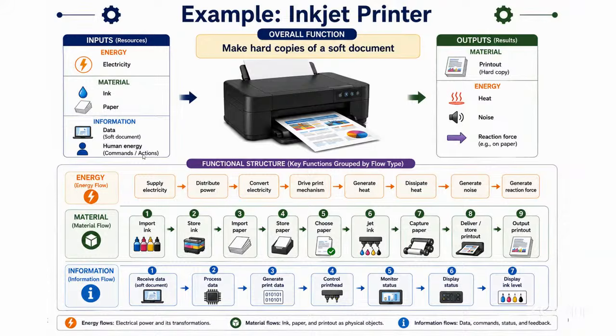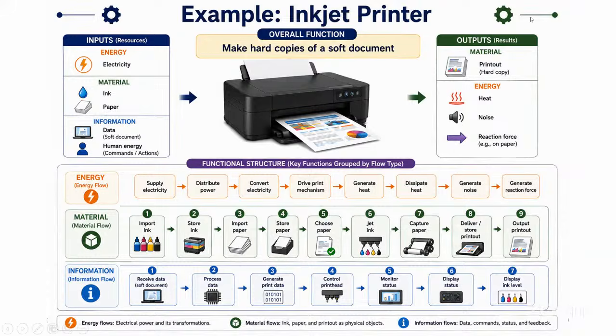There are three flows involved. One is energy. You need to supply electricity for the printer. Then you need to give material. That is, you need to provide paper and ink as a material for the printer. Then you need information. That is, data. What needs to be printed should be given. Then the human energy or the commands. We need to say print it. Only after this information is given, the printer is going to work. So these are the inputs or the resources.